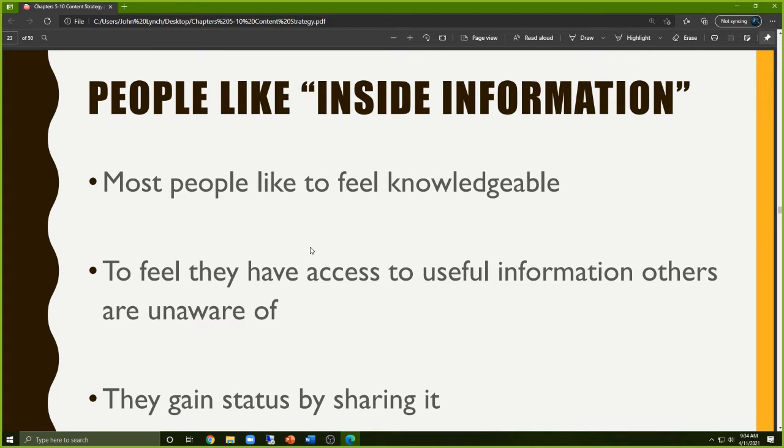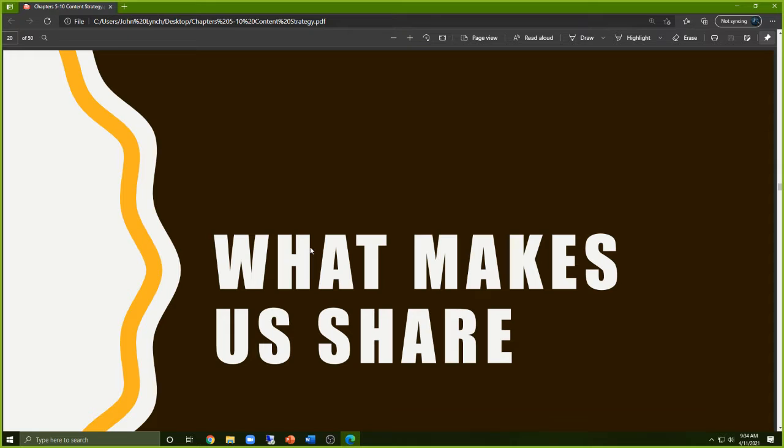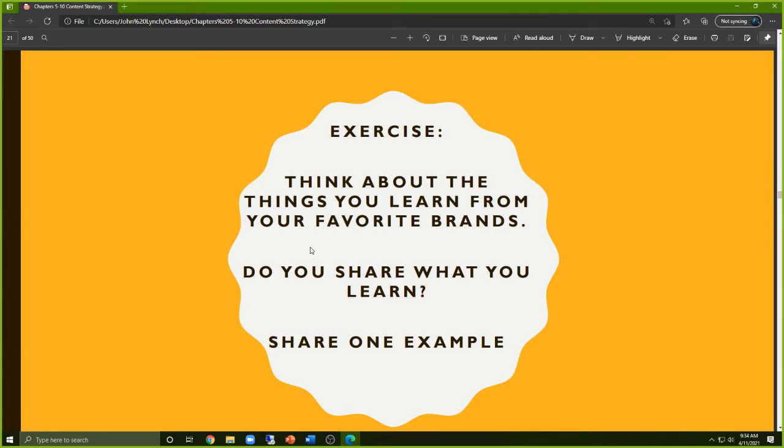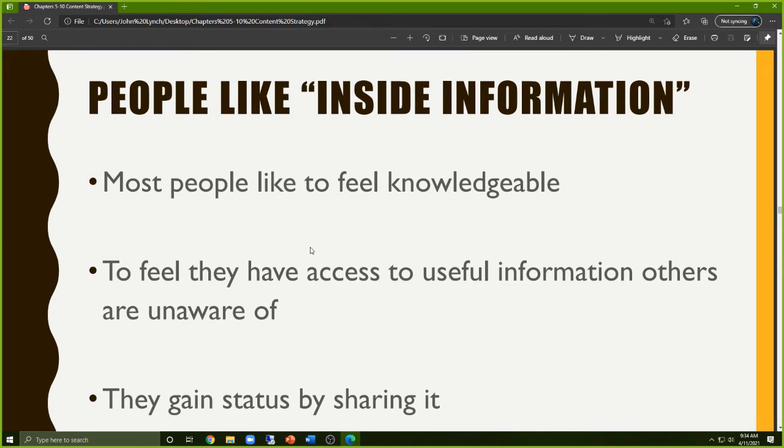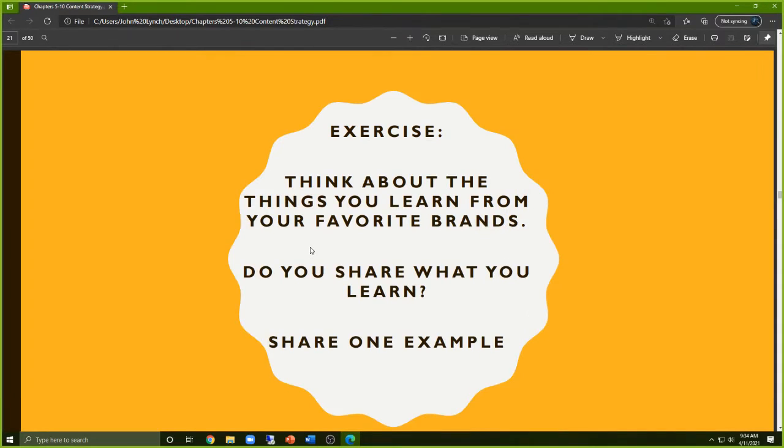But the idea that we're going to approach here is that we want to understand what makes us share inside of our content and our branding. And as an idea to think about, if you're ever thinking about how you might approach your brand or sharing your information, try to think about your favorite brand and think about whether you share what you learned from them too.